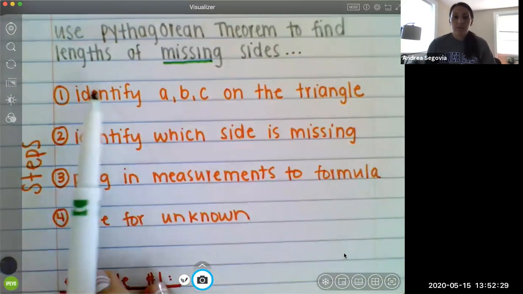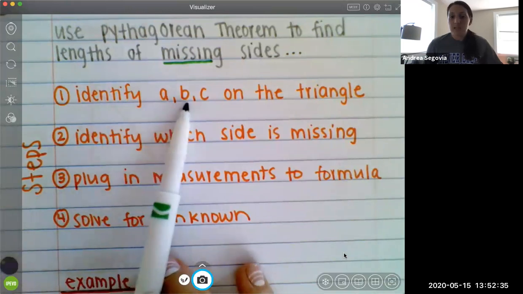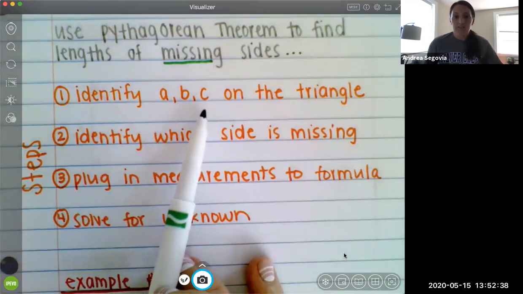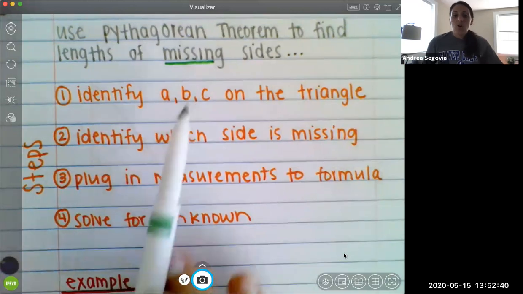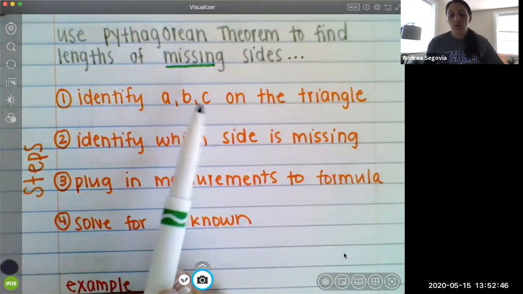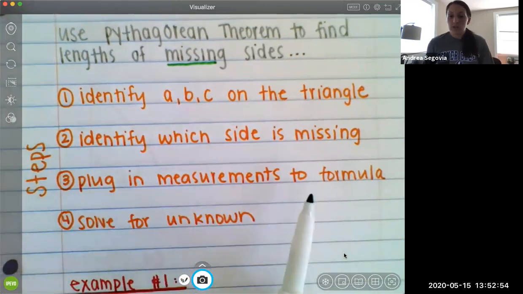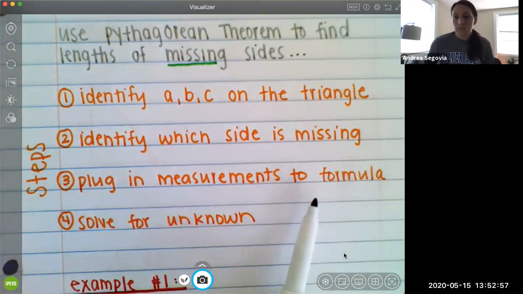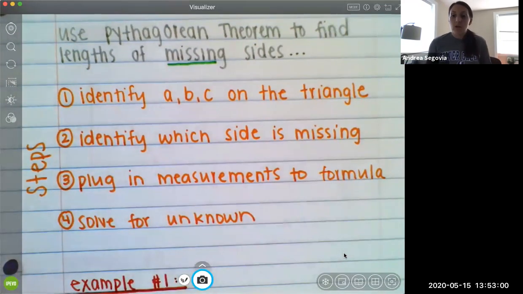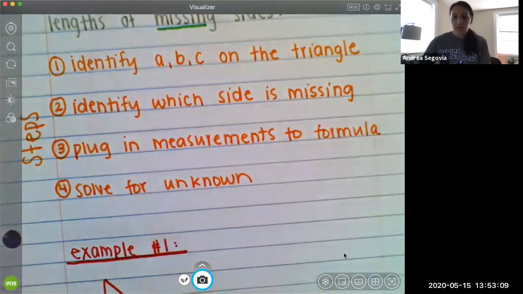The first step in using the Pythagorean theorem to identify a missing side is to make sure you correctly identify A, B, and C on the triangle, the skill we just practiced. Once you've identified A, B, and C, think about which side is missing. Are you missing the length of A? Are you missing the length of B? Or are you missing the length of C? Once you know what sides you do know and what side you don't know, you then can plug in your measurements to our formula of A squared plus B squared equals C squared. Now you have an equation with one unknown, so your final step is to solve for that unknown. So let's use these 4 steps to solve for our first missing side.